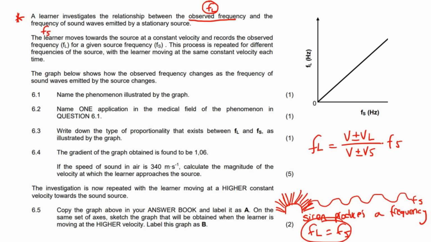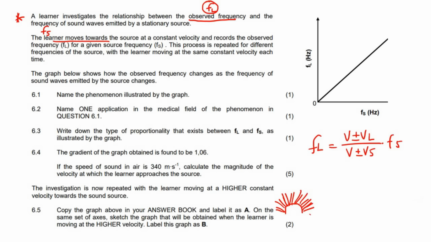Okay. Now, the learner moves towards the source, at a constant velocity, and records the frequency for a given source. The process is repeated. Okay, so the learner is going to be moving towards the source. So if here's the person, now this person's going to move towards it.